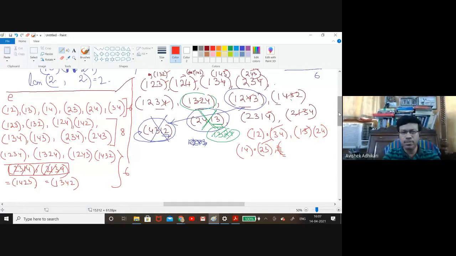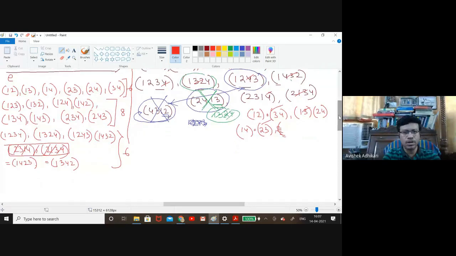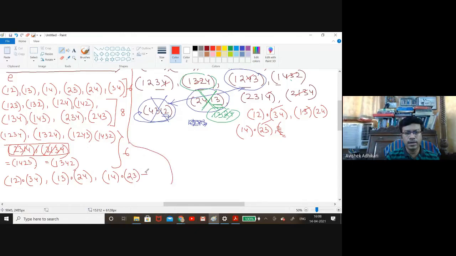Now we had the product of 2 cycles, like (1 2) composition (3 4), then (1 3) composition (2 4), and then (1 4) composition (2 3). Okay, and here I have 3. So altogether if you count, here I had 1, so it's 1 plus 6 plus 8 plus 6 plus 3.